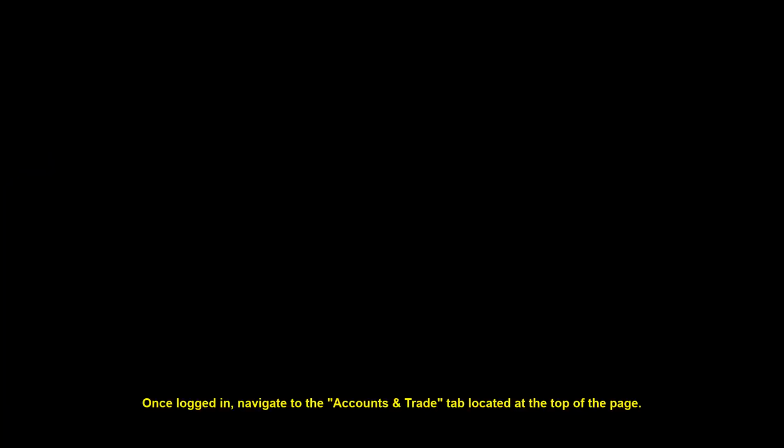To download your Fidelity tax forms for 1099B, start by visiting the Fidelity website. Log into your Fidelity account using your username and password. Once logged in, navigate to the Accounts and Trade tab located at the top of the page. In the drop-down menu, select Tax Forms.